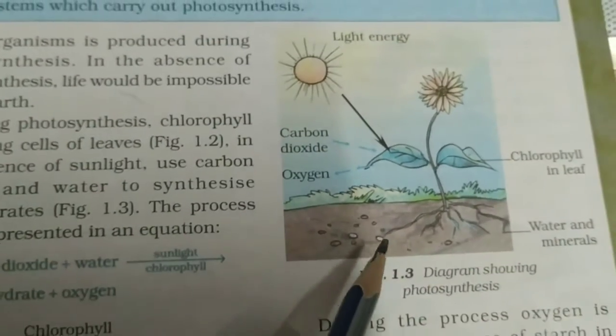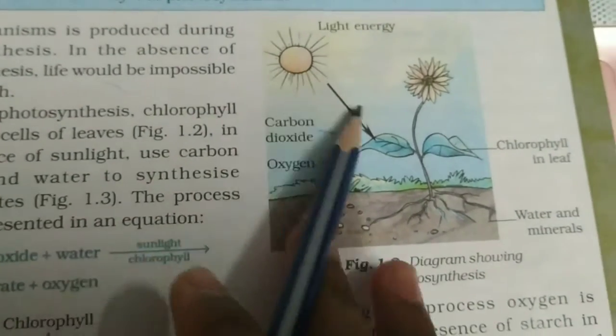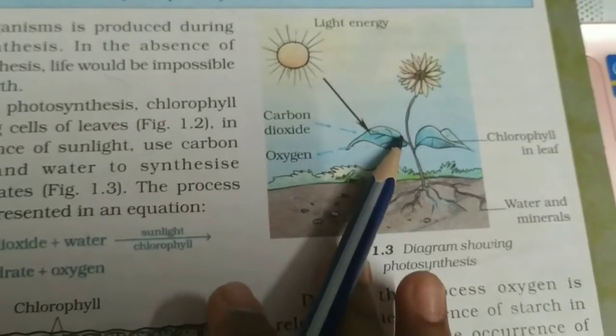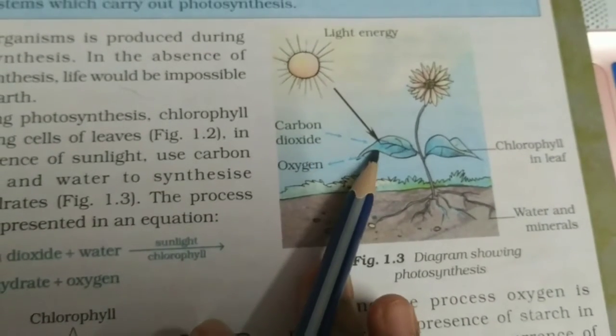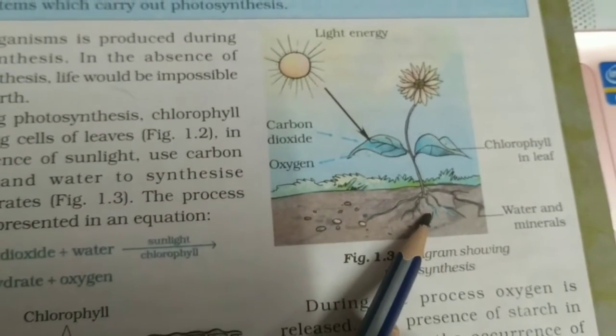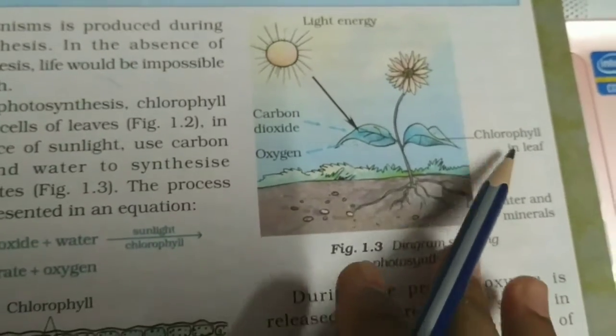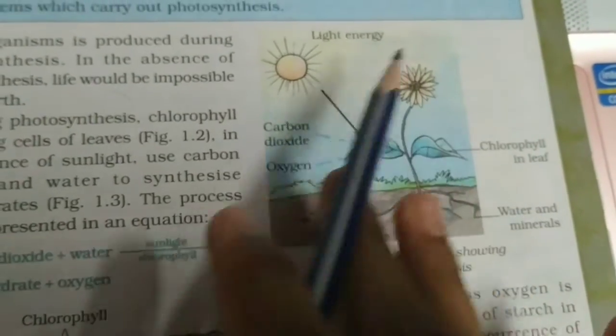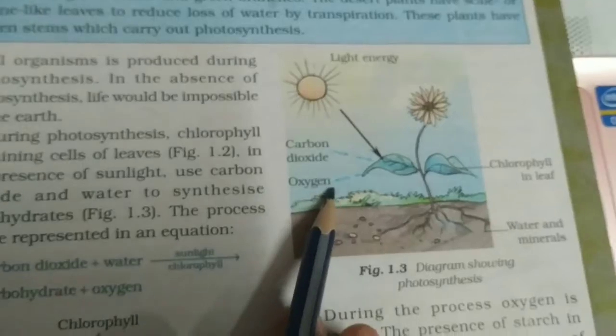You can see a picture of photosynthesis here. Light energy is falling from the sun, and carbon dioxide is taken in by the plants, and water and minerals are absorbed from the roots. Chlorophyll is present in the leaves, and after the process of photosynthesis, oxygen is released. Okay.